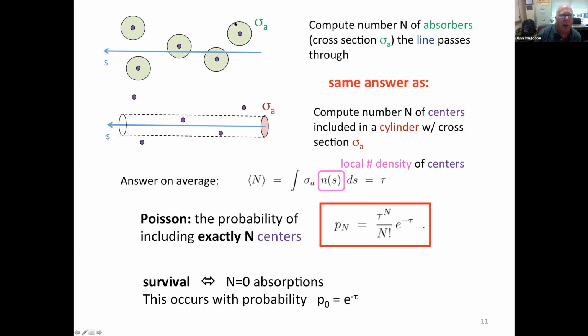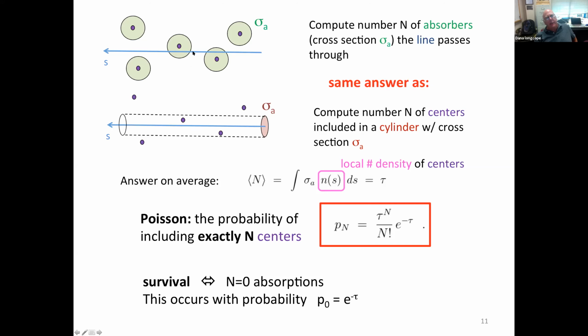And every absorber has a cross section, right? A cross section for absorption. And you want to know if you're going to make it through without being absorbed. Well, a more concrete question to ask is, if I just follow this path, how many absorbers does it go through? How many times does it pass through the center of one of these? These are supposed to be spheres, but their cross-sectional area is pi r squared, so they're more like disks.